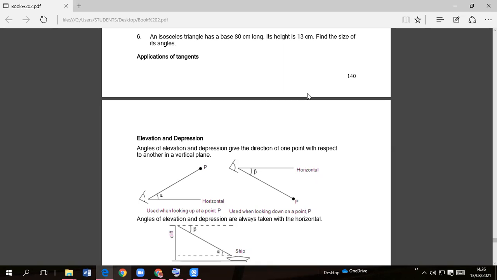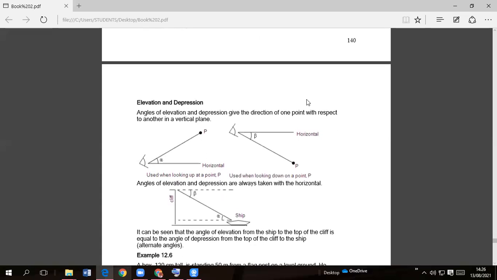You have seen surveyors having those gadgets that they use, and sometimes they are noting down something, sometimes they are even calculating some things. So this is one of the applications. This is one of the things that we use in surveying, anything that is concerned with measurement. So under application of tangents, we have the elevation and the depression.